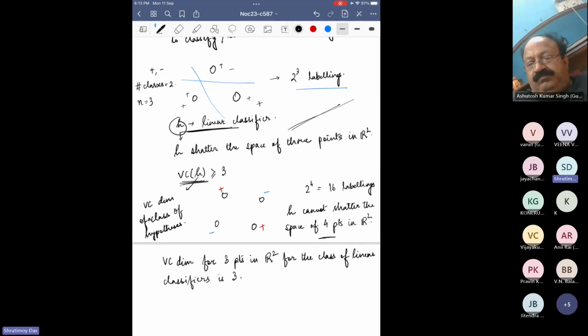H is the class. Suppose I say that H is some circular classifier or something like that. Then the VC dimension will be different for that.